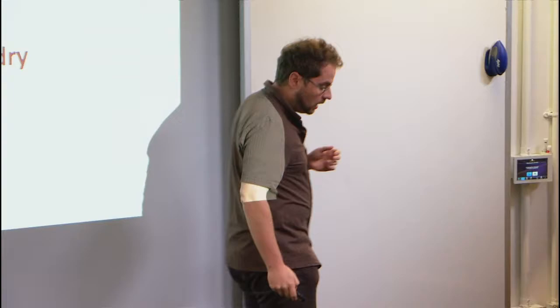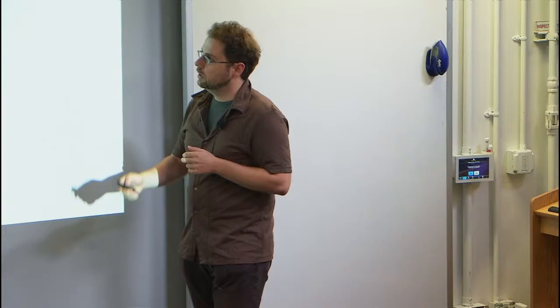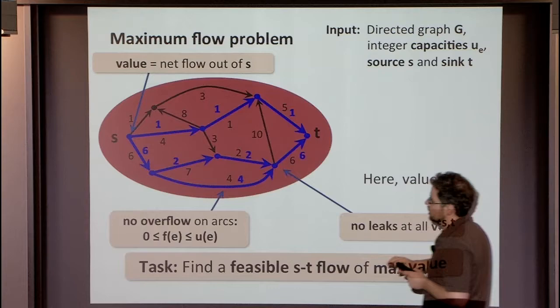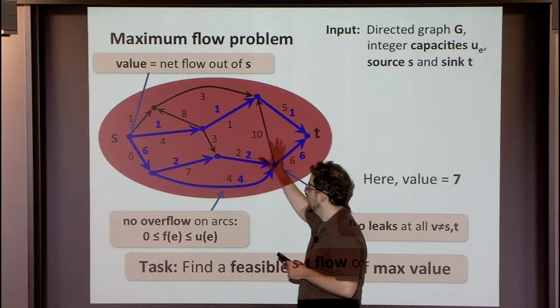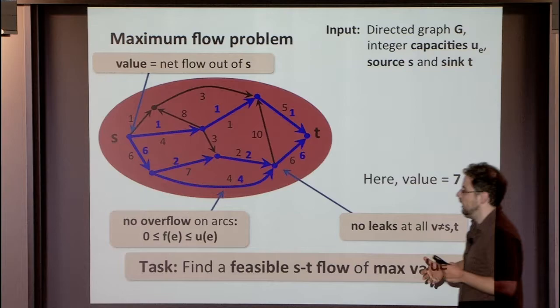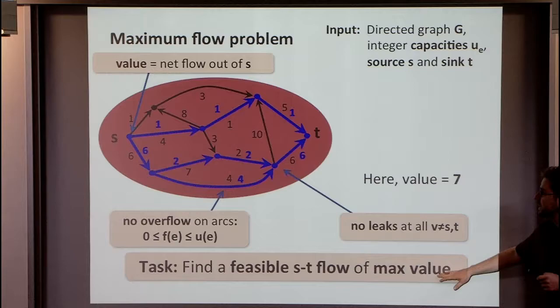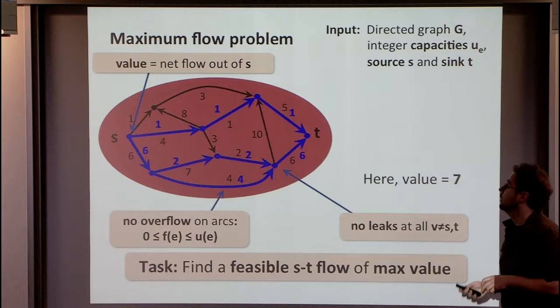Okay. Just as a quick reminder, the problem we are trying to solve is the maximum flow problem, in which we are looking for the feasible s-t flow of maximum value. A feasible s-t flow is one that satisfies flow conservation constraints, so no leaks at vertices other than s and t, and doesn't overflow any arc, so the flow on the arc is at most its capacity. What we want to maximize is the value, which is the amount of stuff that we send from s to t. Okay, so this is the problem.